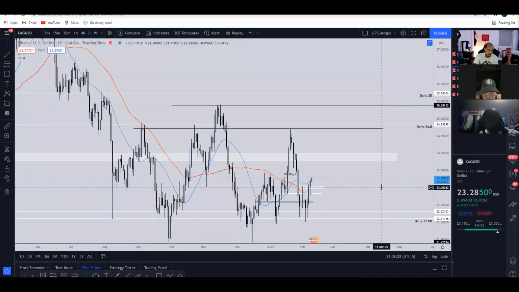By the way, if anyone knows a broker that offers tight spreads on silver, let me know, because every broker I've traded on so far, the silver spreads are garbage.